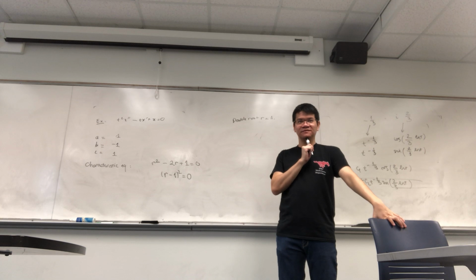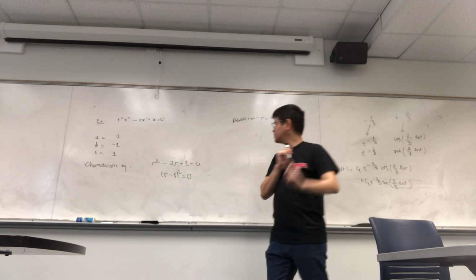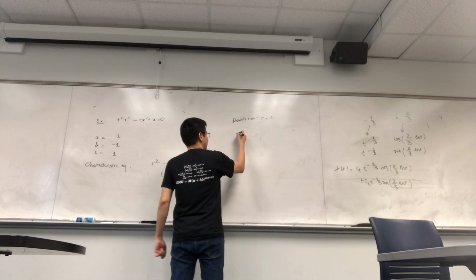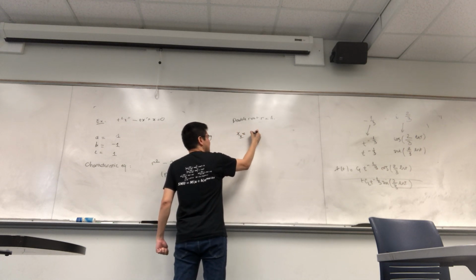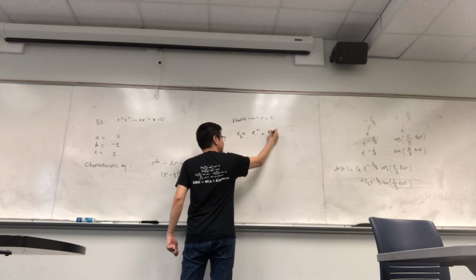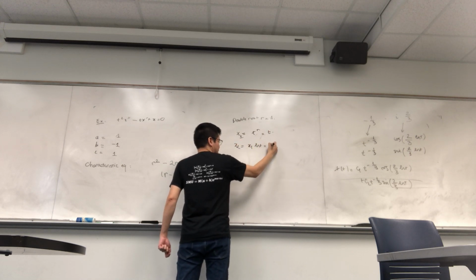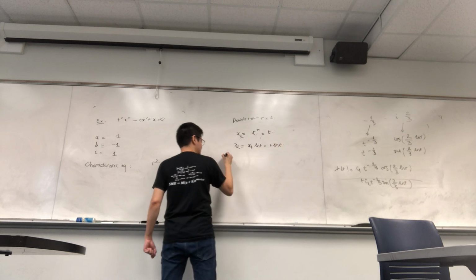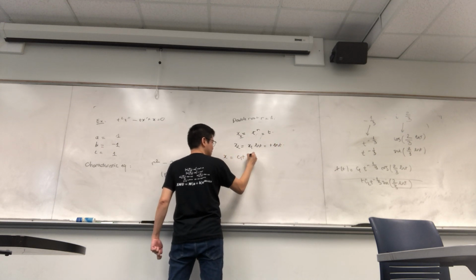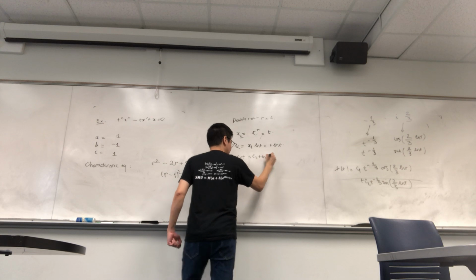The first solution will be t, and then the second one will be t times log t. So the first one will be t to the r, and this is t, and the second one will be x1 times log t, and this is t log t. Right, so the general solution will be c1 t plus c2 t log t.